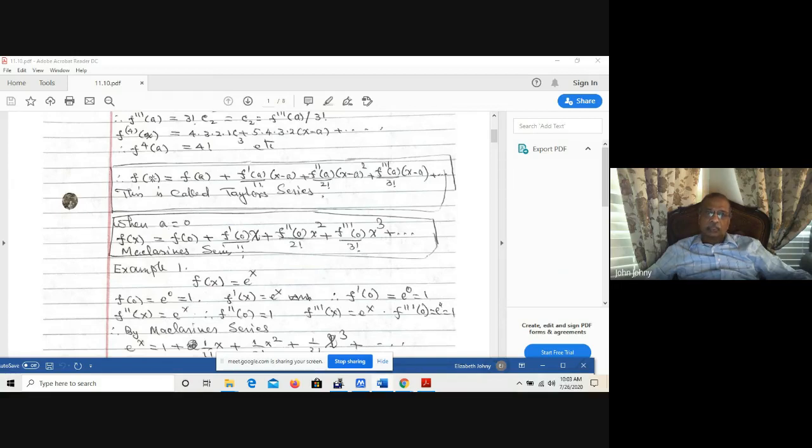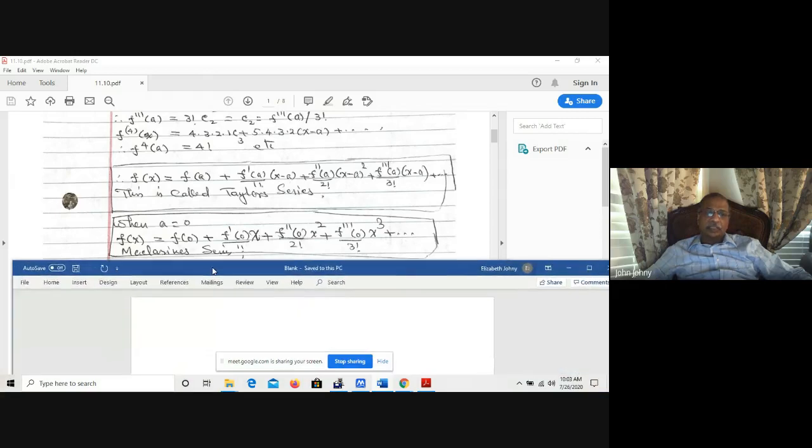So, the first one is f(x) = f(a) plus f′(a) over 1 factorial times (x − a), because it is centered at a, plus f″(a) over 2 factorial times (x − a)² plus f‴(a) divided by 3 factorial times (x − a)³ plus etc. That's the Taylor series.